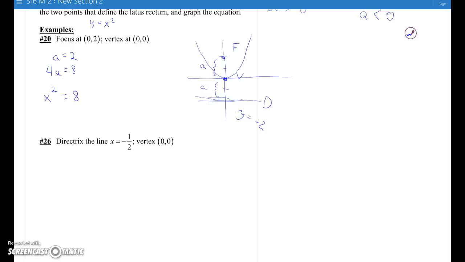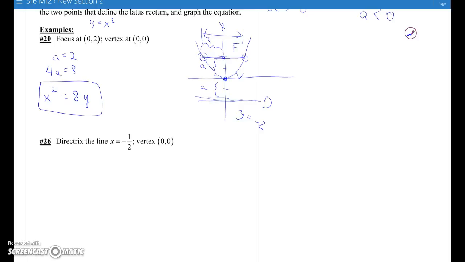Then the 4a comes next, and then the y. So this is the equation of the parabola. Now we need to figure out these 2 points that define the latus rectum, right here and right here. Well, we know that if a is 2 and 4a is 8, this distance here is 8. So we know that each way we're going to go 4.